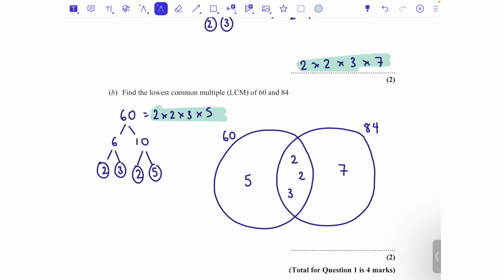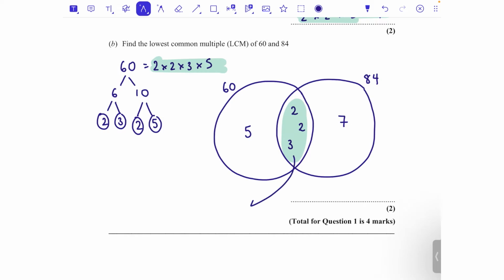Now, if I'd asked you for the highest common factor, it would be all these numbers in the middle multiplied together. So the highest common factor, the biggest number that goes into both 60 and 84, would be 2 times 2 times 3, which is 4 times 3, so 12. So the highest common factor would be 12.